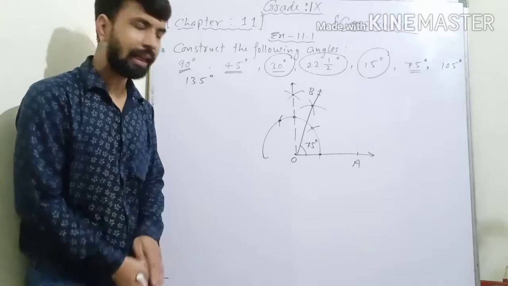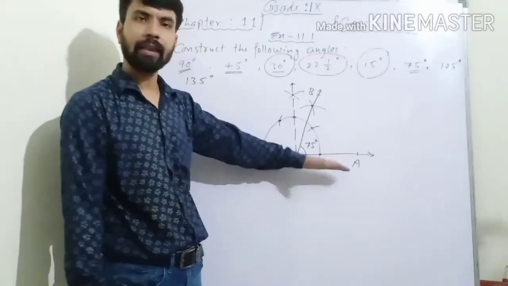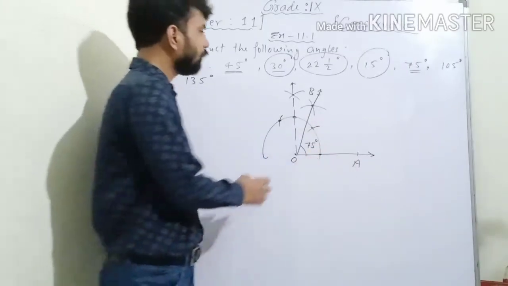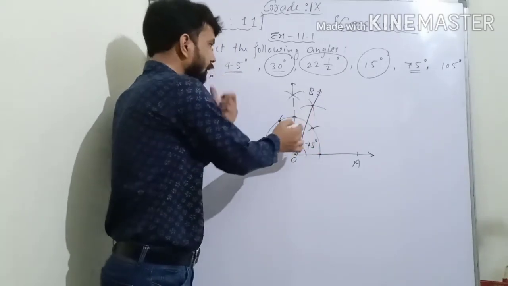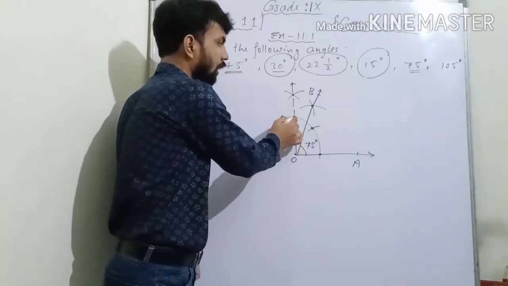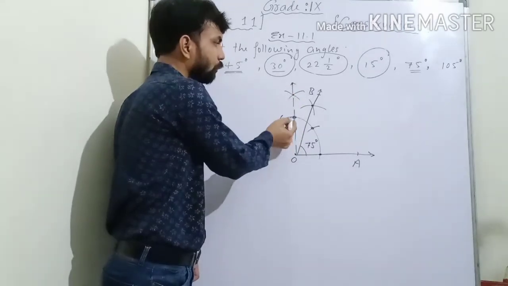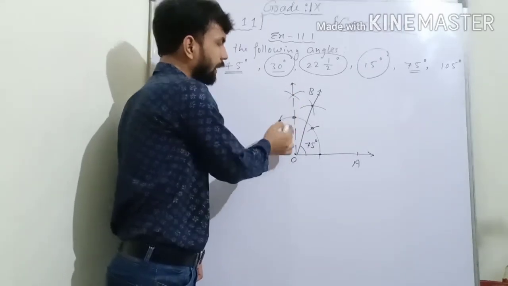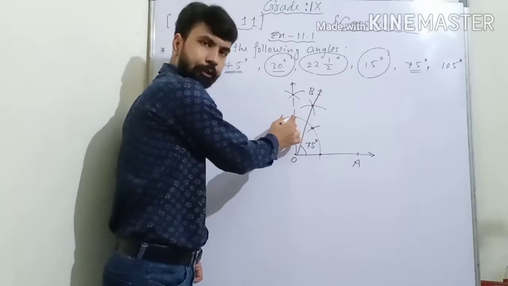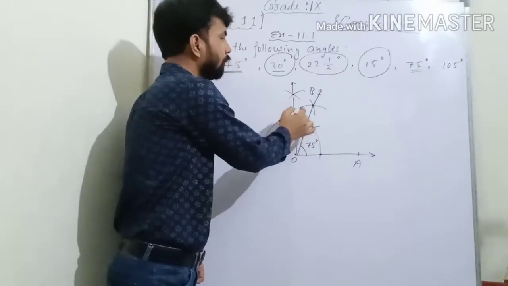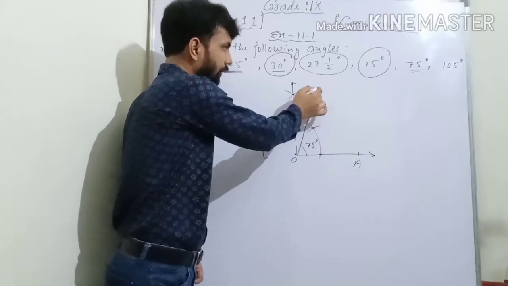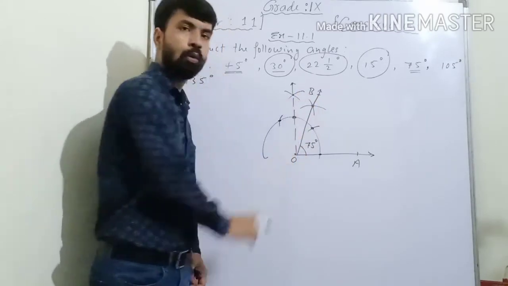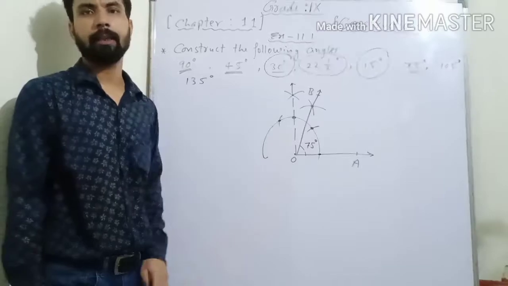Clear? Again I am telling you, firstly we will have to draw a 90-degree angle, simple. Then we will have to put our compass at the 60-degree point and construct an arc. Now we will put our compass at this intersection point where the ray of the 90-degree angle and the semicircle intersect. From here we will construct another arc like this. Where these two arcs intersect, we will join this point to O and we will get a 75-degree angle.